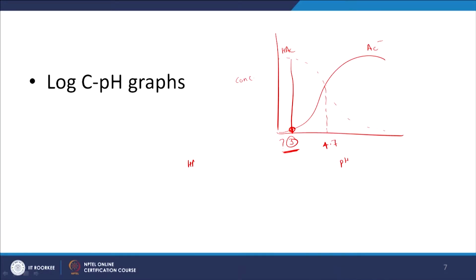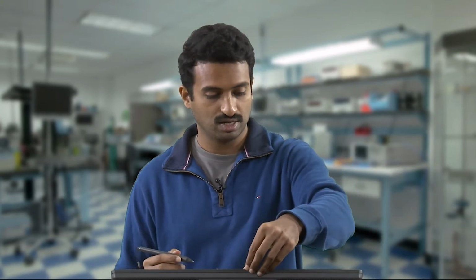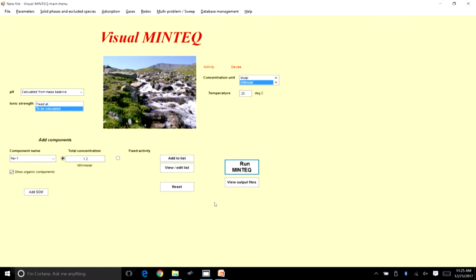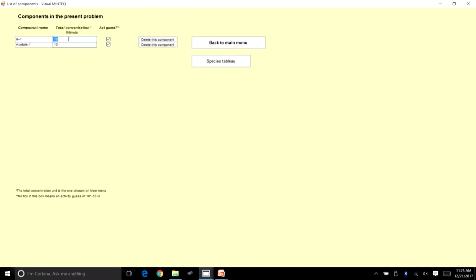So if very little of it dissociates into H plus and AC minus, there is very little source of H plus. So very little H plus is actually given out into the solution. So what do you need to do? The total concentration of your acid needs to be very high to be able to achieve that pH. Why is that again? Because the pH is less than your pKa. Again let's go back to VMINTEQ and check that. So back to input menu and edit list here. So it's logarithmic scale.